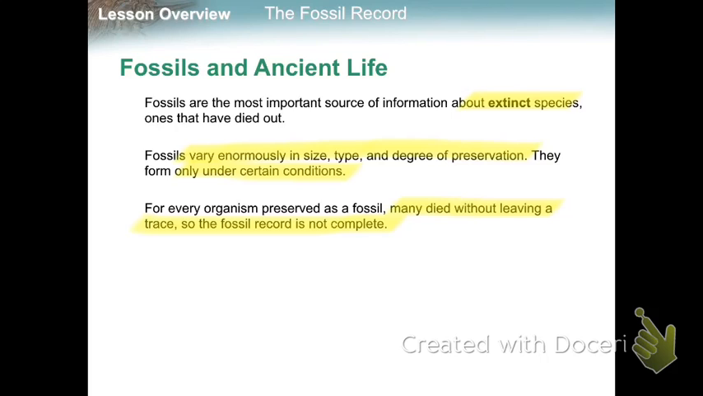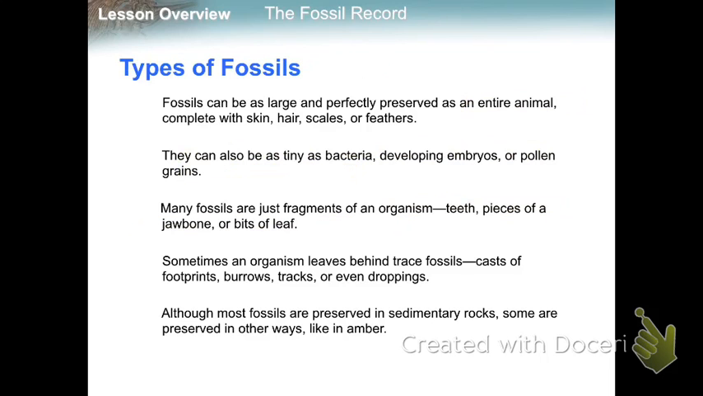It's estimated that most of the organisms that have lived on Earth were not fossilized. Some different examples of fossils: they can be well preserved, entire animals with all the soft body tissues as well. They can be tiny, like bacteria, embryos, pollen grains. They can be fragments of an organism, teeth, pieces of a jawbone, bits of leaf. There are what we call trace fossils: casts of footprints, burrows, tracks, droppings. Most fossils are in sedimentary rock. Some are preserved in fossilized tree sap, which is called amber.